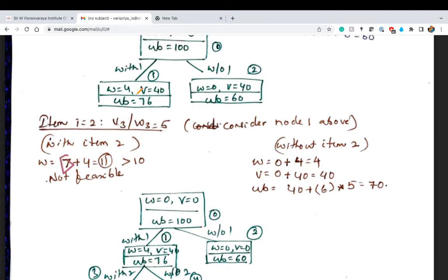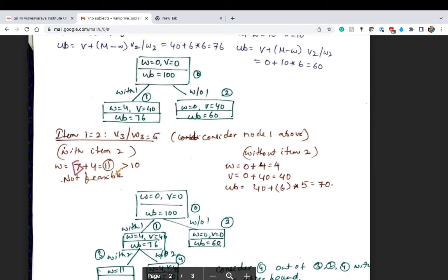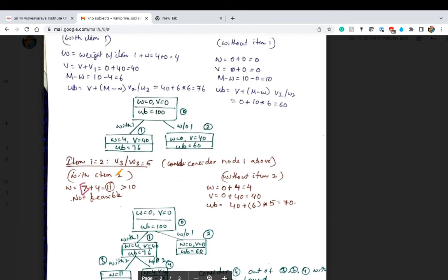And the weight so far is 4. So what is the total weight? It is 11. But we have seen that the capacity of the knapsack is 10 only, and we are getting more weight, so this is not feasible. We will write not feasible.